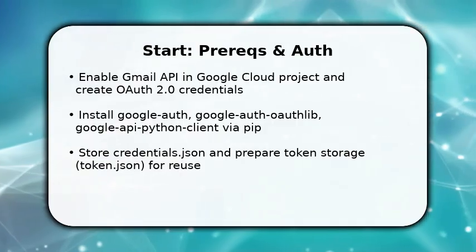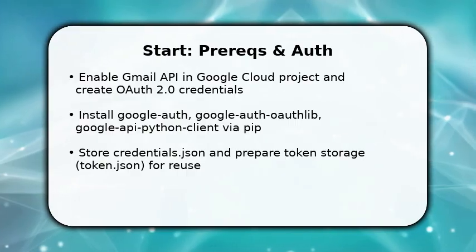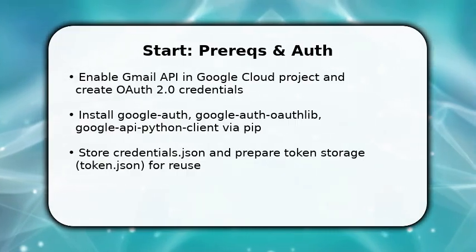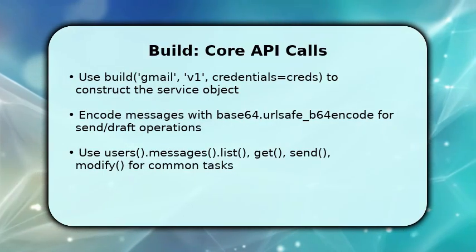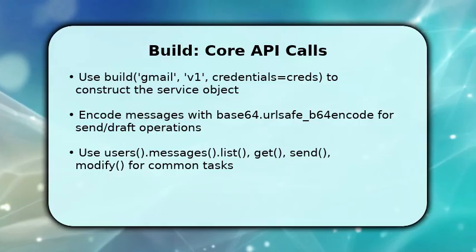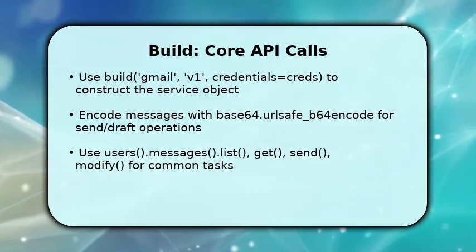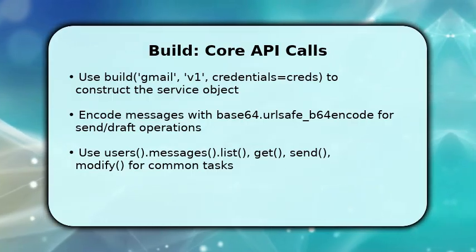Make sure to request the least privilege scopes you need, for example, Gmail read-only or Gmail send. This first action gets you authenticated and ready to call the API. You now construct a service with build, Gmail v1, credentials equals creds, and test a simple list call to verify access.